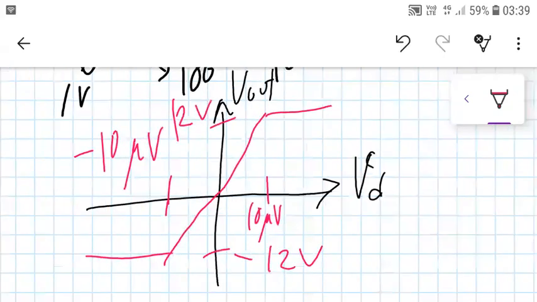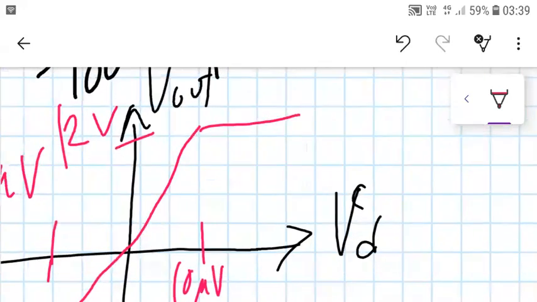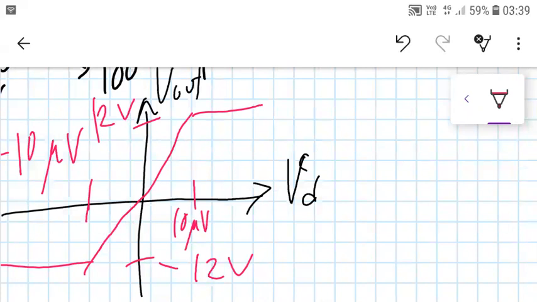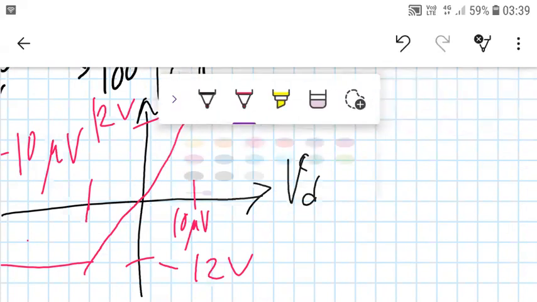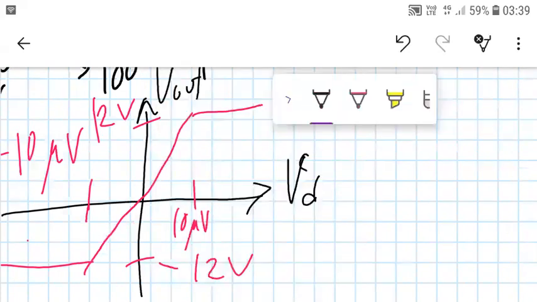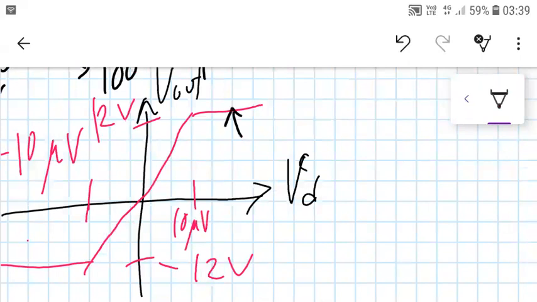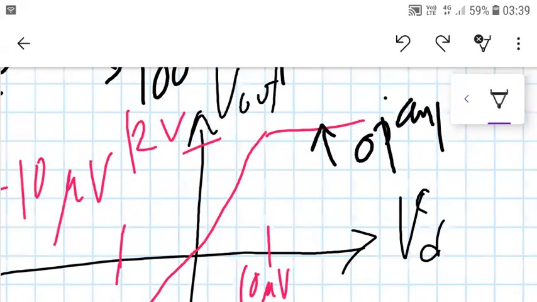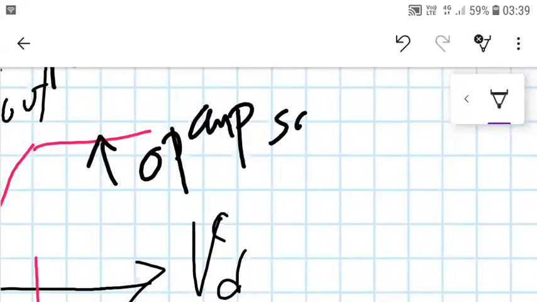What it means is, if the difference between the inputs is greater than 10 microvolt or less than minus 10 microvolt, then the op-amp will operate in saturation. The op-amp will enter saturation. So your op-amp saturates.